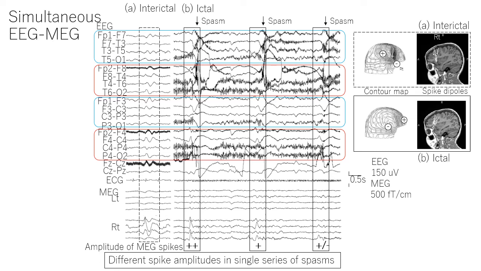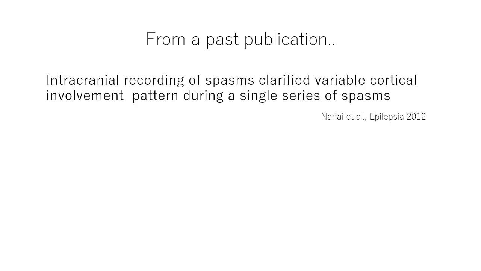Interictal MEG shows clear sharp wave, although EEG shows only slowing. We call it MEG unique spike. Curiously, ictal MEG shows different spike amplitude even in single series of spasms. In the process of searching related papers, I found a study which evaluated spasms with intracranial recording. It clarified variable cortical involvement pattern even in a single series of spasms.